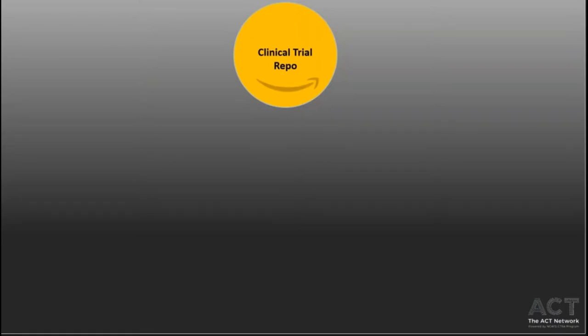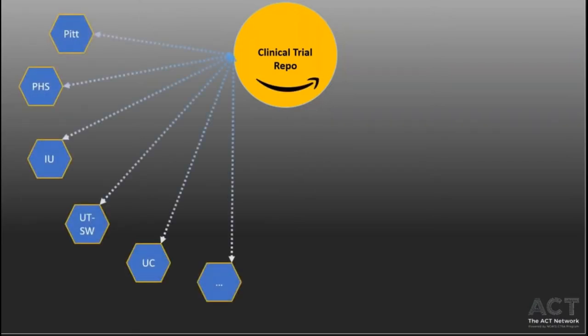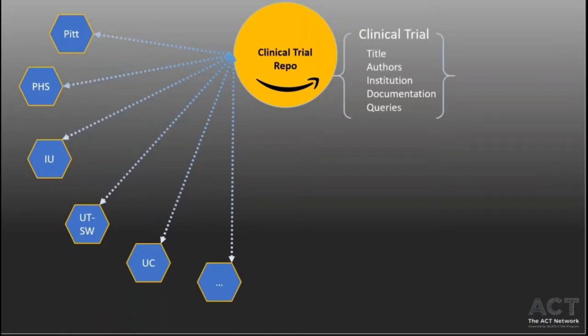So right now, this repository is hosted on Amazon. All the sites will be able to pull from the cloud and see what everyone has submitted. And then they can share the queries that people have built. They can run those queries on their own instance. And so when they submit their clinical trials, the very basic information includes the title of the clinical trial, who the authors are, what institution you are from, any documentation you might have. Those may include text about the inclusion criteria, timings, etc. But most importantly, the queries that you've built.